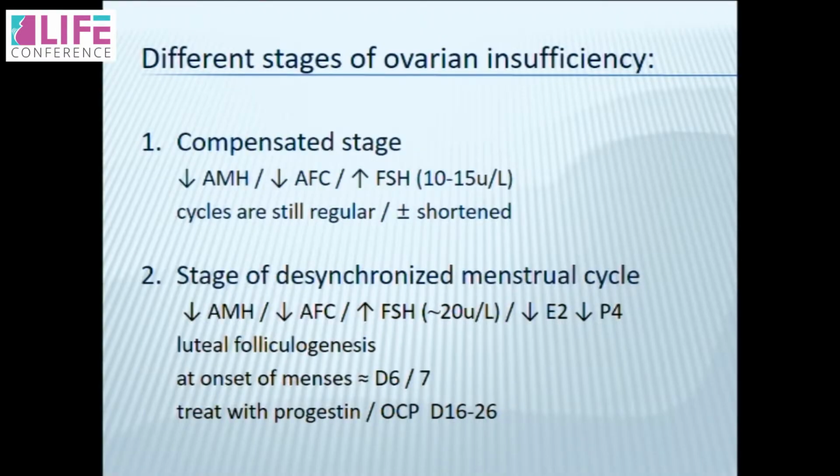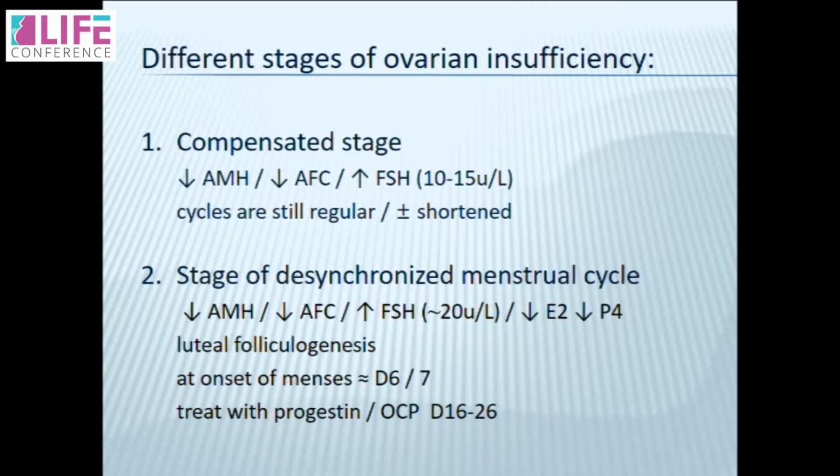Now, perhaps since we talk about this, hoping to benefit patients with really poor ovarian reserve, let's talk a little on the different stages of ovarian insufficiency. Now, one, it's the compensated stage when the AMH, if you check, is low, AFC is low, the FSH begins to go up to 10, 15 units, but the cycles are still regular, plus or minus a little bit shortened.